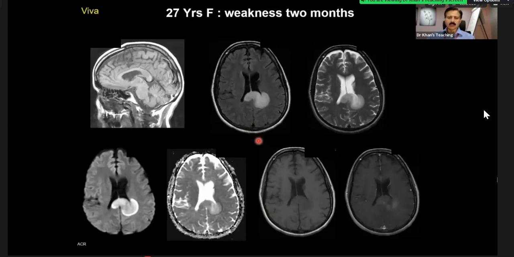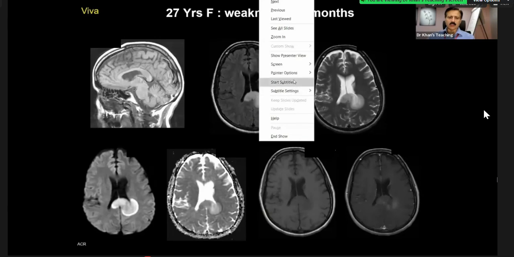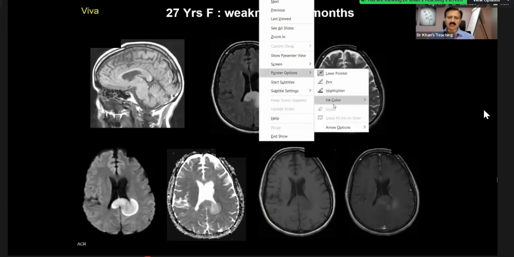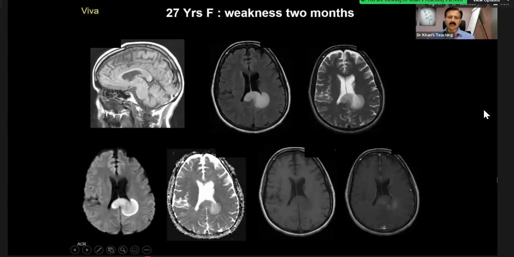So absolutely spot on. Now, the point is that tumefactive MS is a type of MS presentation where there will be a large lesion and you will confuse it as a tumor. It can occur anywhere. But look at this case. The corpus callosum is involved. If you see, there is a rim of restricted diffusion.